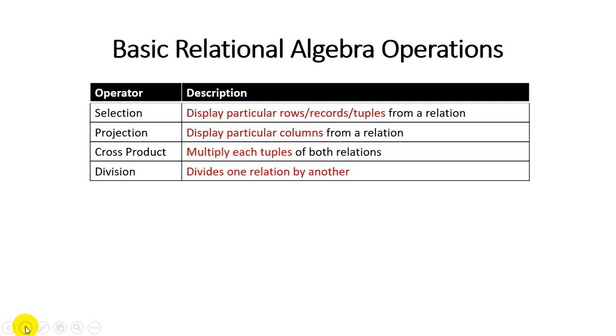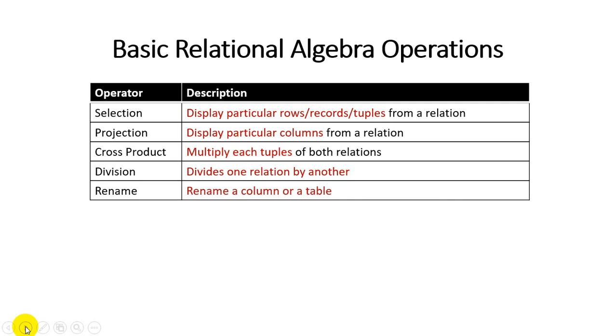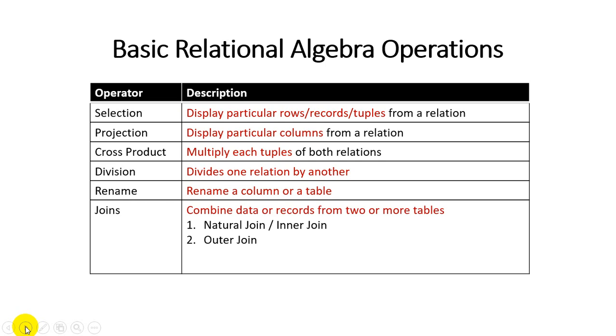Whenever we filter some information among two or more tables, we use the division operator. The next one is the rename operation. Rename a column or a table or both. Whenever we require an update of a column name or a table name, we use the rename operation of relational algebra. Next, a join combines data or records from two or more tables. Whenever we require information from two or more tables, we use a join operation.